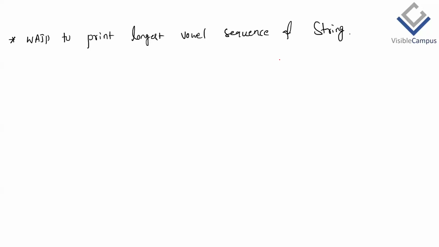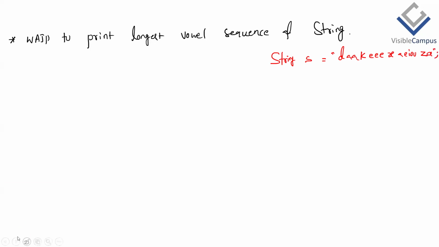To understand that, let me take a sample input string, say s equals. First I'll take some non-vowel, then two vowels, then one more non-vowel, then three vowels. It can be different also, it can be the same also. One more non-vowel, then I'll take one sequence of vowels, A E I O U, then one more non-vowel. Then here I'll take one more A, then I end the string.